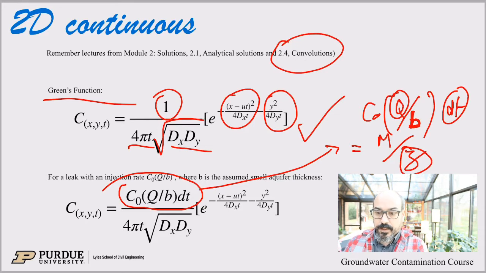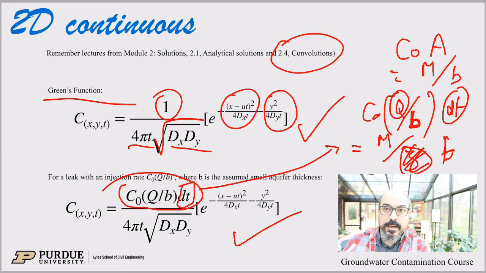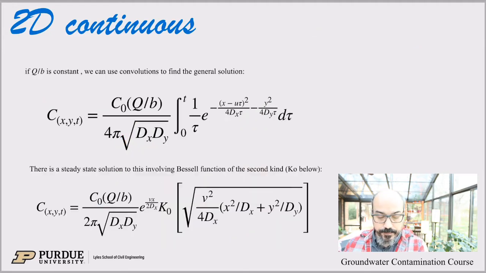Now we have a volume divided by the thickness, that's just the area. So this is equivalent to C0 a, as we've seen before, which is also equivalent to m over b, in this case, the thickness of the aquifer. All of this is consistent, and now we have a fundamental solution for every little time step. So dt is the little time step at which, every dt, we have the same amount of mass released into that aquifer.